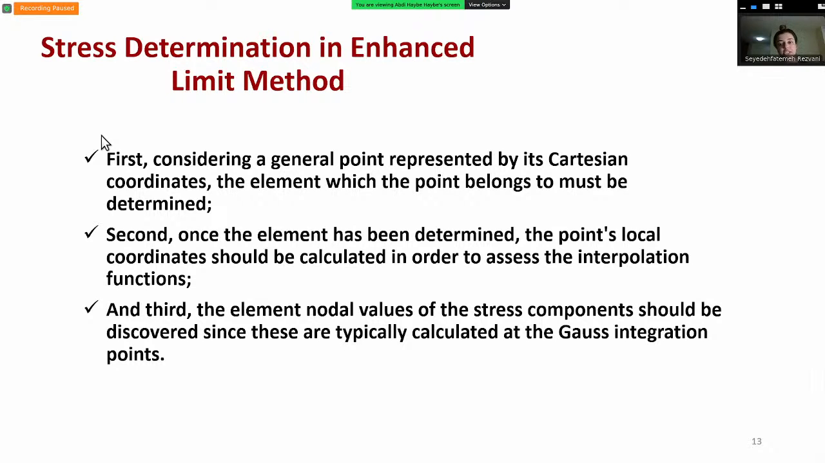Three problems need to be addressed in order to carry out the interpolation and determination of the stress at each specific point. First of all, considering a general point represented by its Cartesian coordinates, the element which the point belongs to must be determined. In the next step, once the element has been determined, the point's local coordinates should be calculated in order to assess the interpolation functions. And finally, the element nodal values of the stress components should be found since these are typically calculated at Gauss integration points.